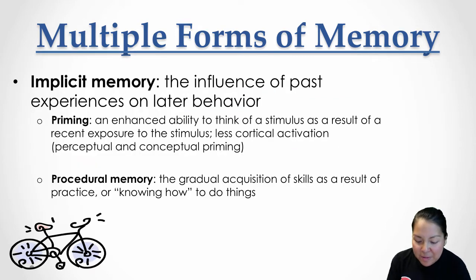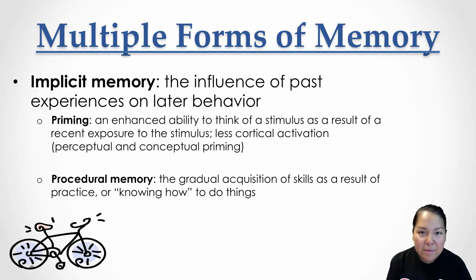And so with implicit memory, this occurs even without any effort to try and remember these memories. It's really an awareness of the recollection of a memory. Examples of implicit memory include our ability to tie our shoes and drive a car. So there are these behaviors that automatically occur even without us having to think about it. And there are two types of implicit memory, which include priming and procedural memory.